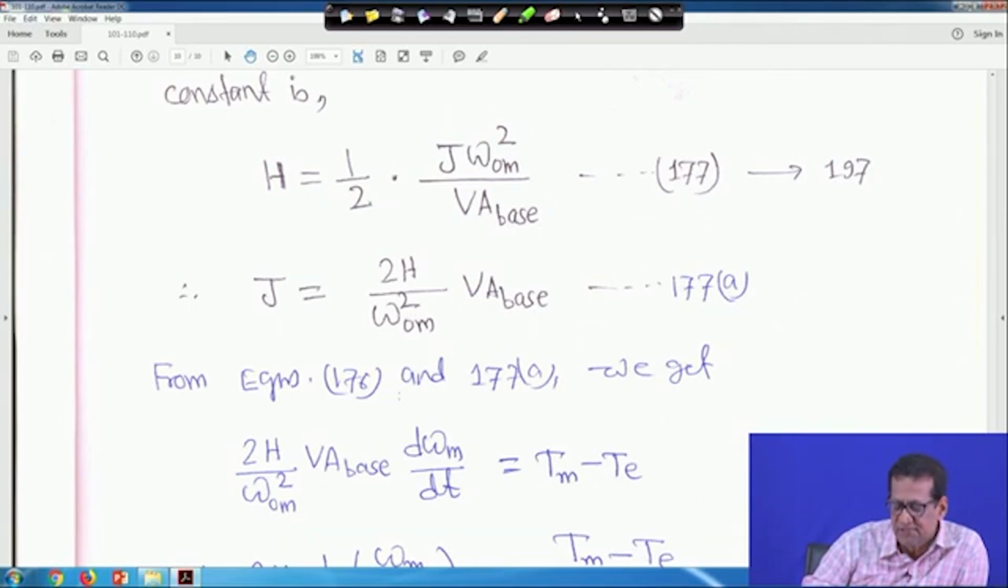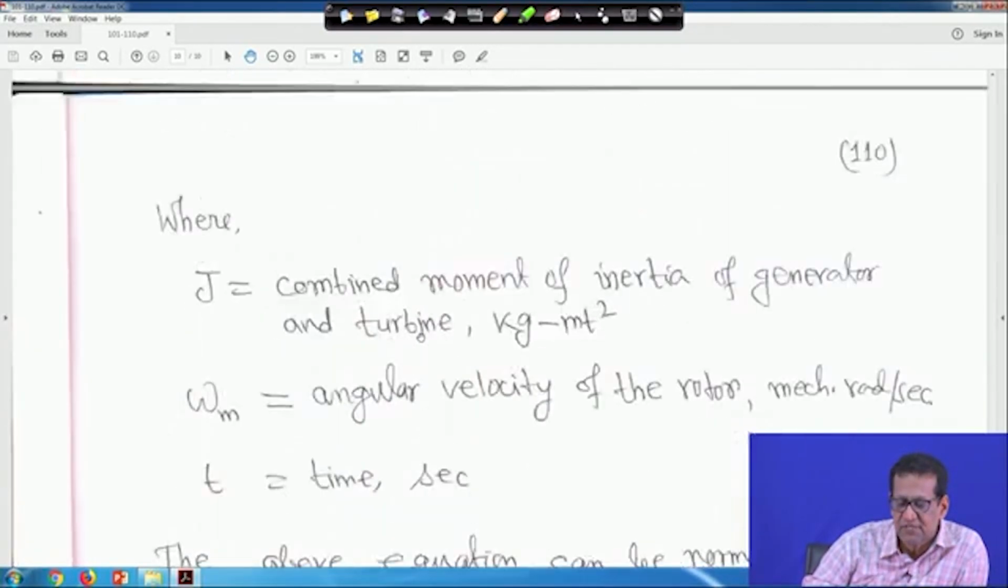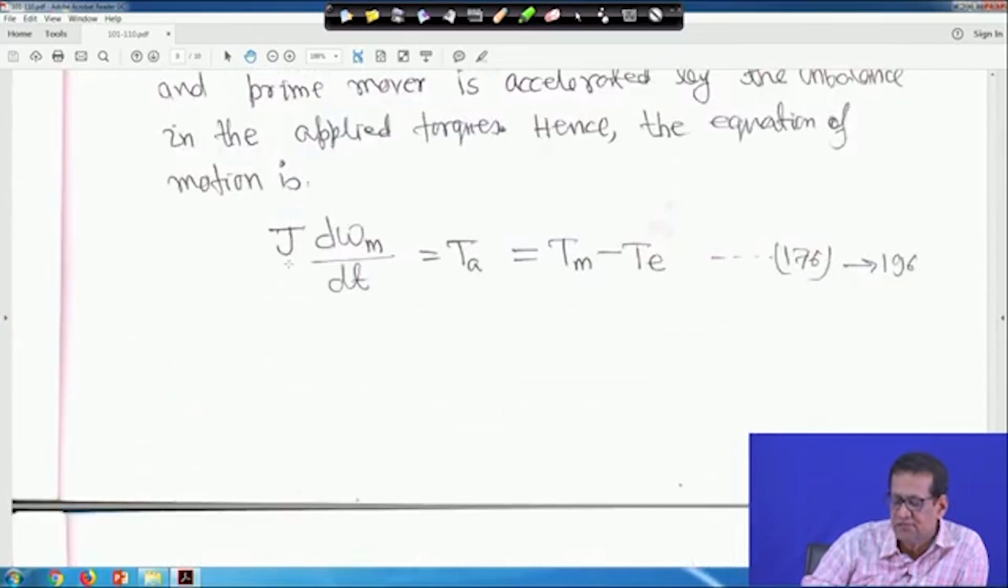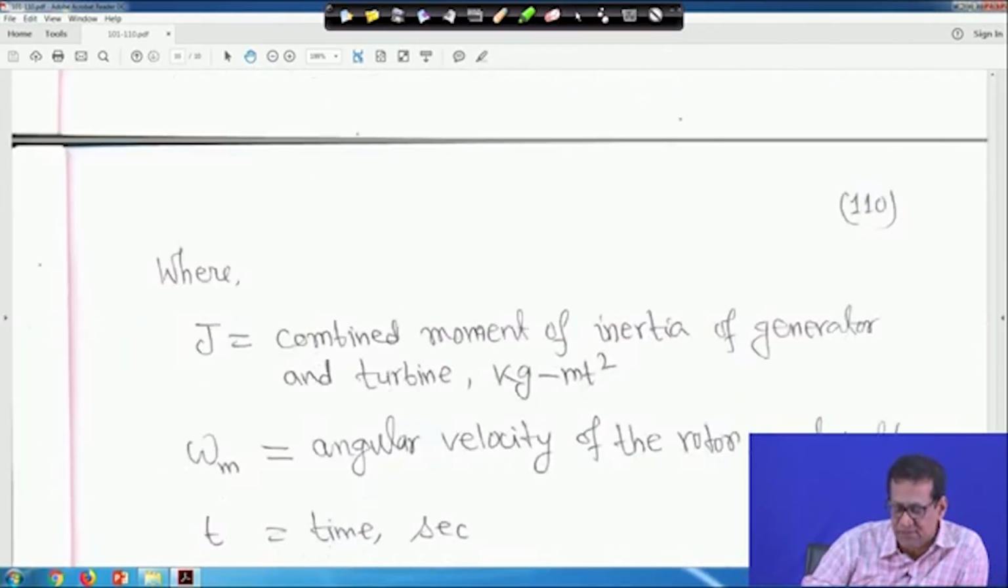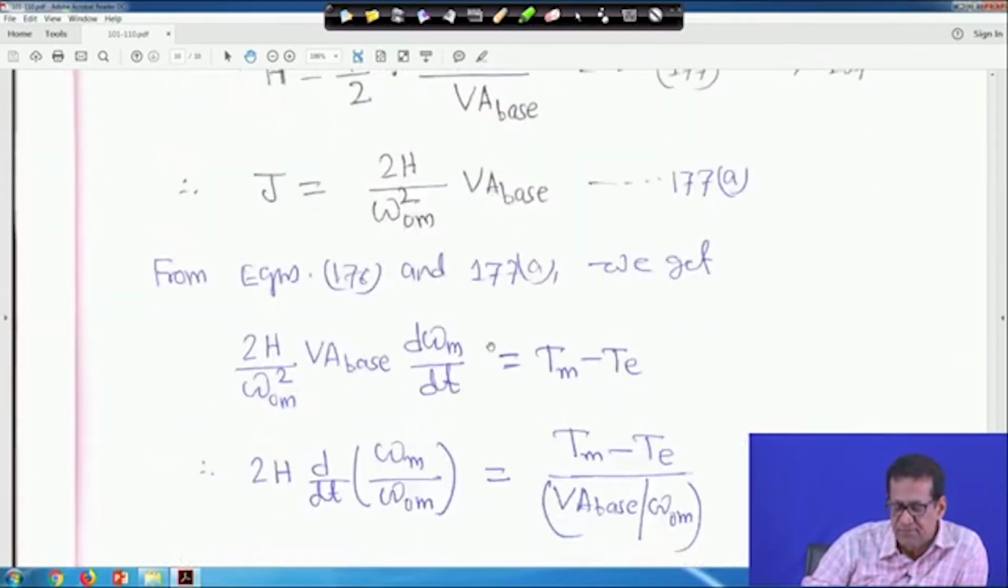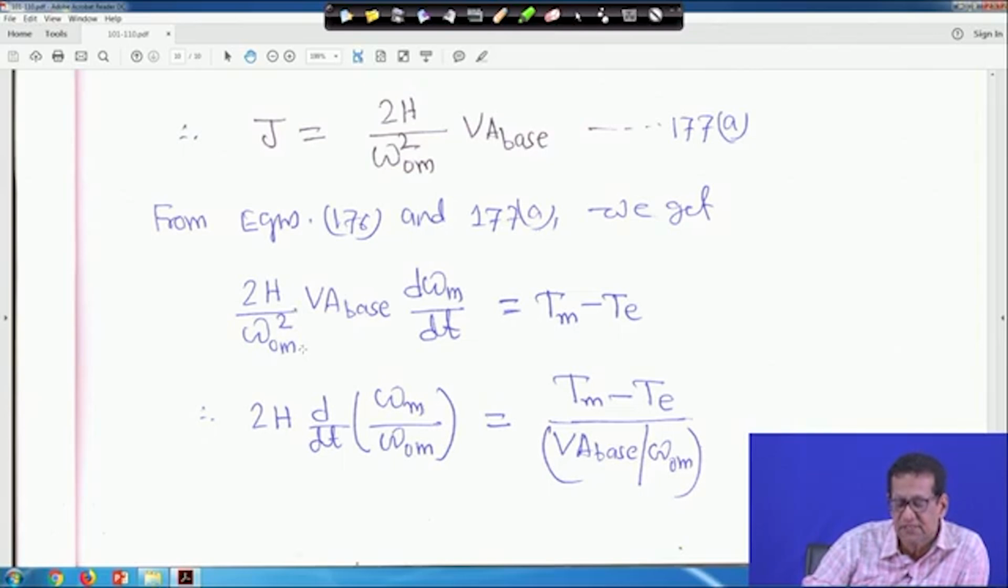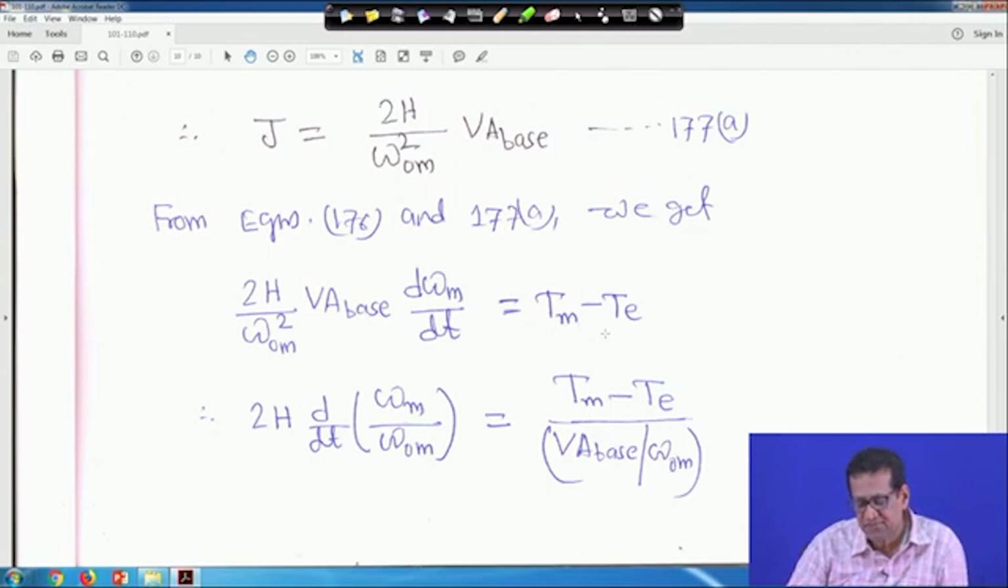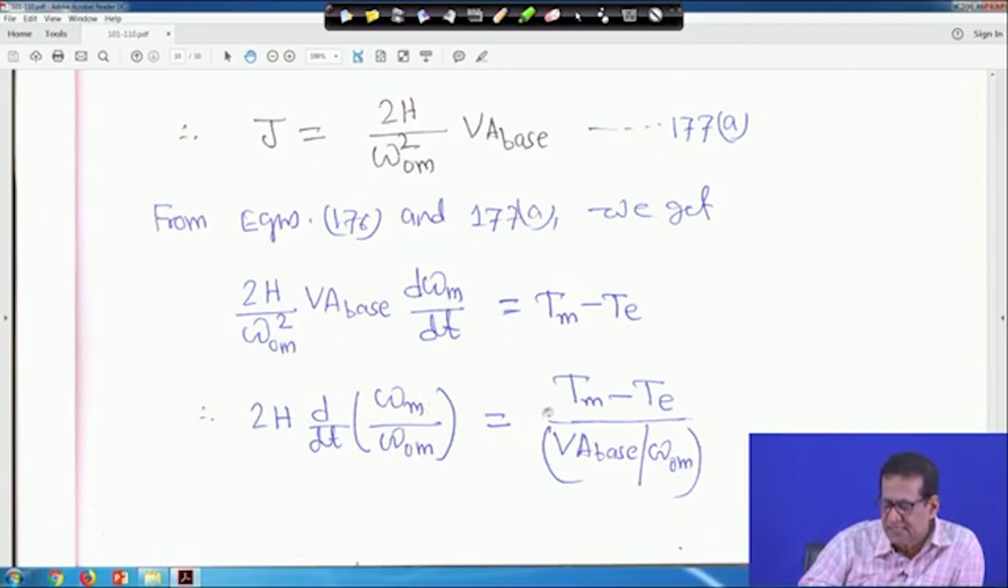So, from equations 176 and 177a, we substitute this J value into 176. If we do so, we will get 2H upon omega 0m square volt ampere base into d omega m by dt is equal to Tm minus Te. Or you can write 2H d dt of omega m upon omega 0m is equal to Tm minus Te upon VA base divided by omega 0m.